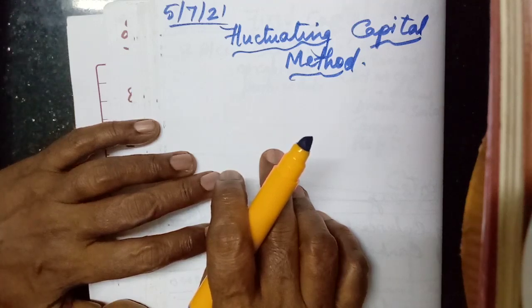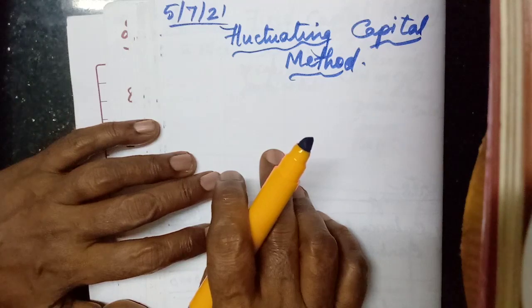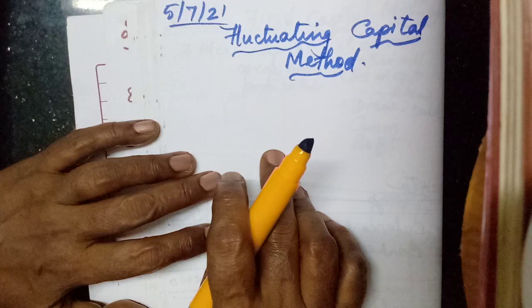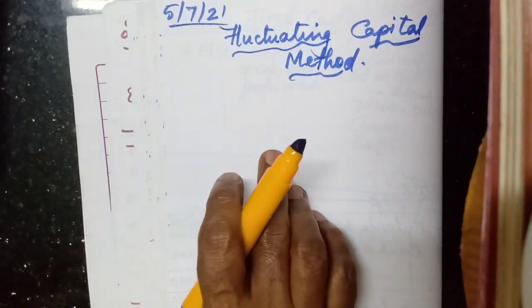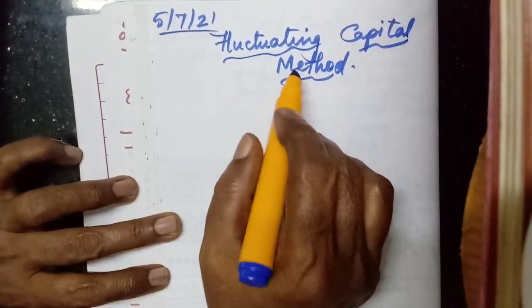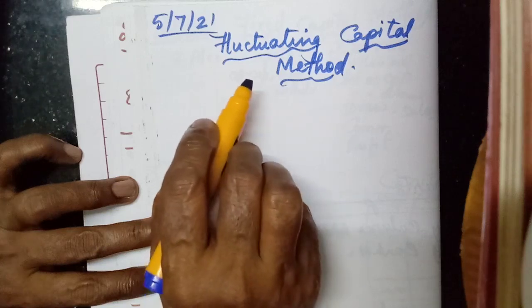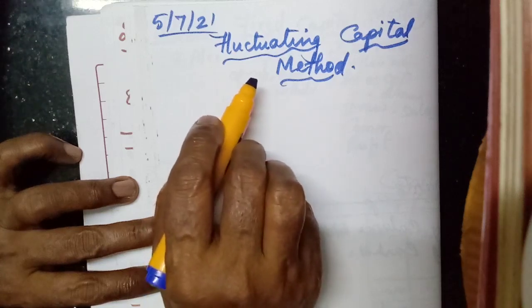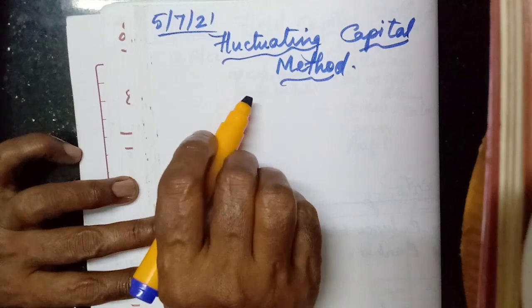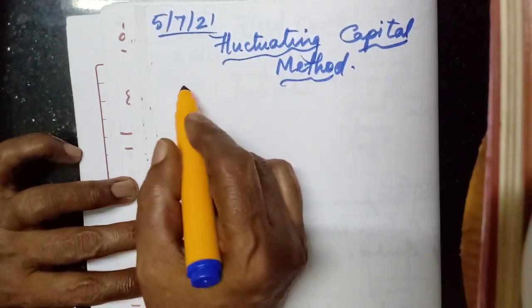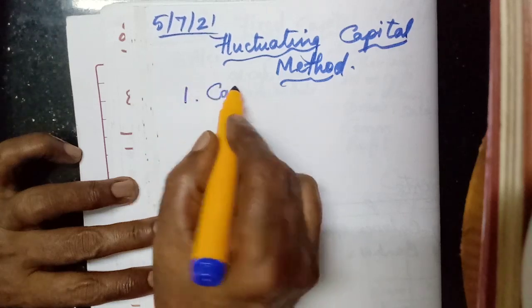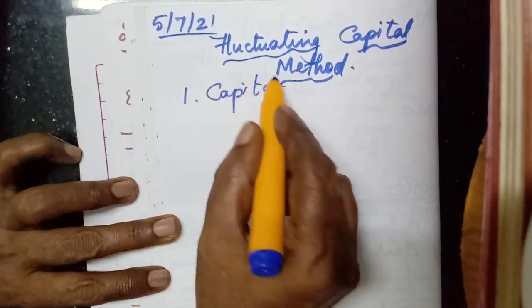Good. We are in the third lesson, isn't it? Partnership forms accounts. Here we have completed one method of maintaining capital accounts of partners. That is the fixed capital method. The second method is the fluctuating capital method. In the fixed capital method there are two accounts: one is the capital account, the other one is the current account. But in the fluctuating capital method, we have to prepare only one account, that is the partners capital account only.